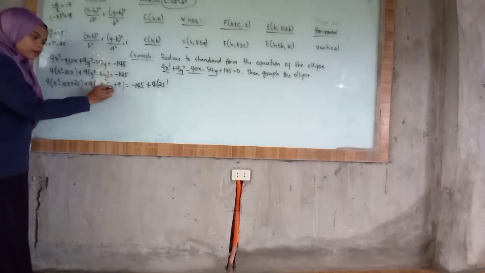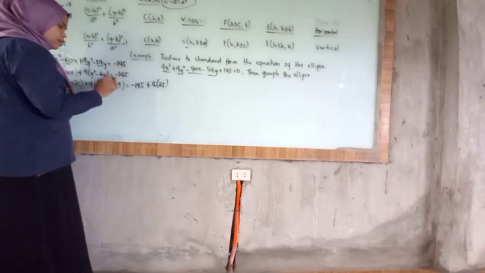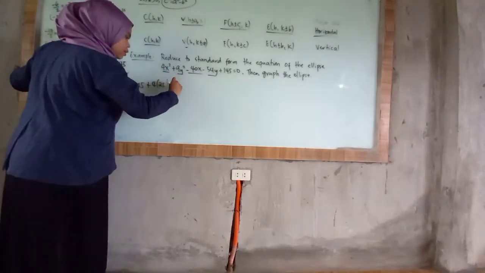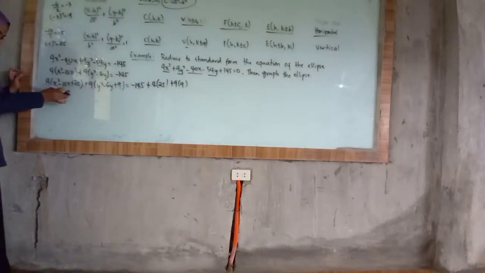Same dito sa variable y. Hindi si 9 lang yung i-add natin sa right side, kundi 9 times 9. Okay? So, plus 9 times 9. So, dito, this is a quadratic expression. So, we are going to factor this one.